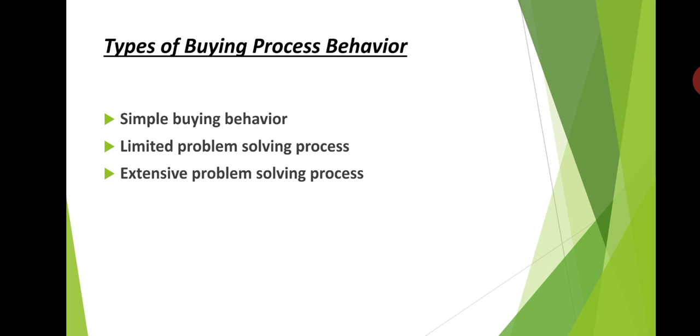And third one, extensive problem solving process. While buying costly and luxury goods like cars and other less familiar brands, the buyers face a complex buying process. Here the consumers spend considerable time and effort in making their buying decision. They do not know much about the merits of these goods and brands, right? So there is an extensive problem solving process in the case of these goods. This type of process is applied while buying costly and luxury goods.